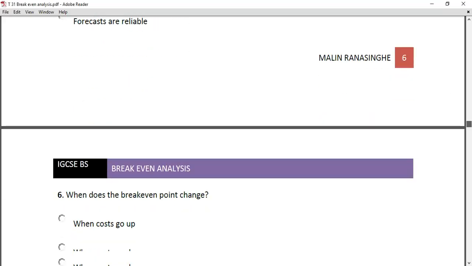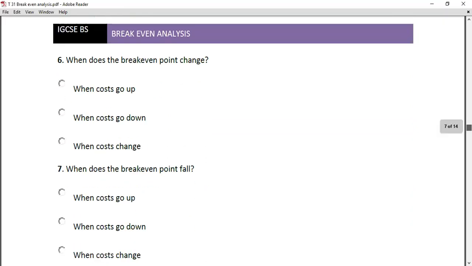Okay, question number 6: when does the break-even point change? When cost goes up, when cost goes down, when cost changes. Up or down, we define it as change. So when cost changes, the break-even point is always changing. When cost goes up, break-even point will increase. Cost goes down, break-even point will decrease. When cost changes, break-even also changes. So the answer is 6.3.